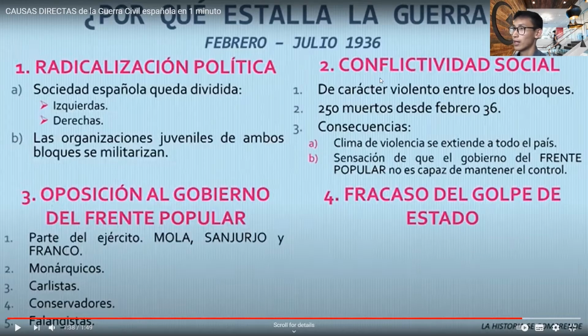And then number two is just that on the street there were some fights, not minor, that also was kind of used as an excuse to start the coup. And then if you look at number three, El Frente Popular is basically the electoral coalition of the left-wing government, and number four is the coup by Franco that basically partially failed, but that's how the war started.